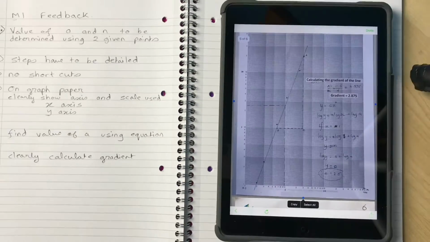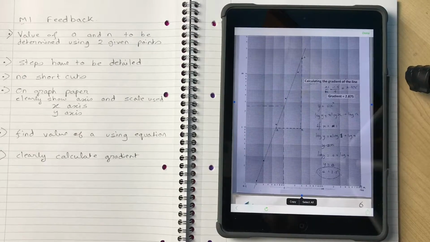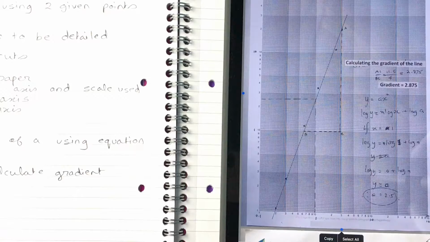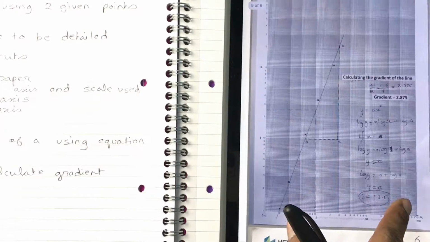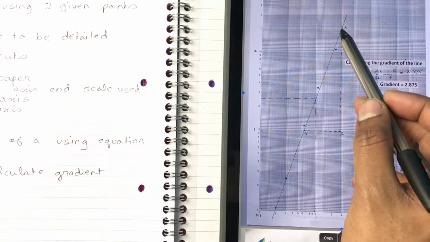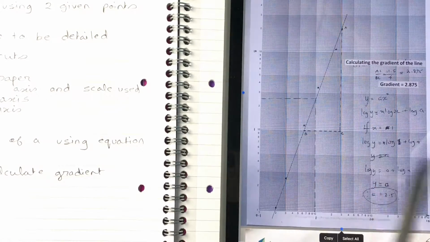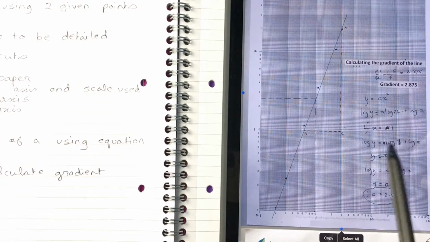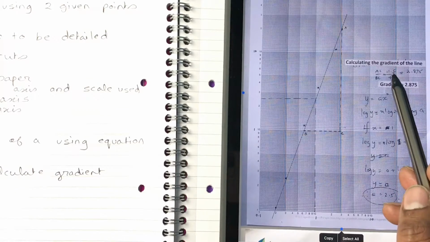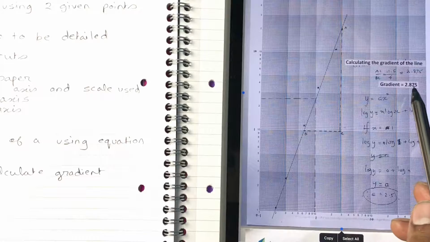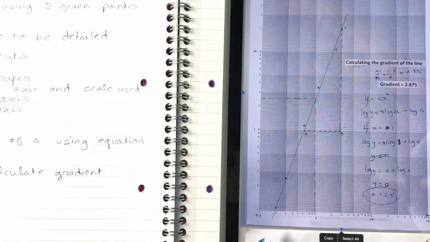Also make sure that your graph paper shows the gradient. All right, so this is again important. Make sure you calculate your gradient, and how you calculate your gradient is you draw a vertical line and a horizontal line, anywhere is fine, and then you measure the rise and the run, and then you calculate the gradient by doing rise over run. So my gradient I got is about 2.875, and you make a note of this gradient.